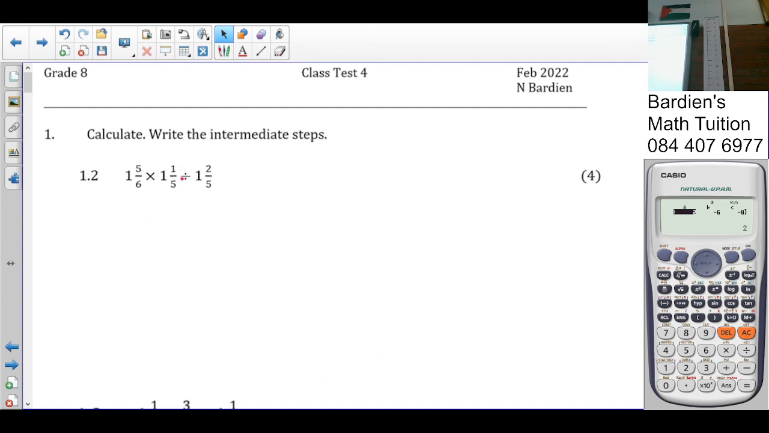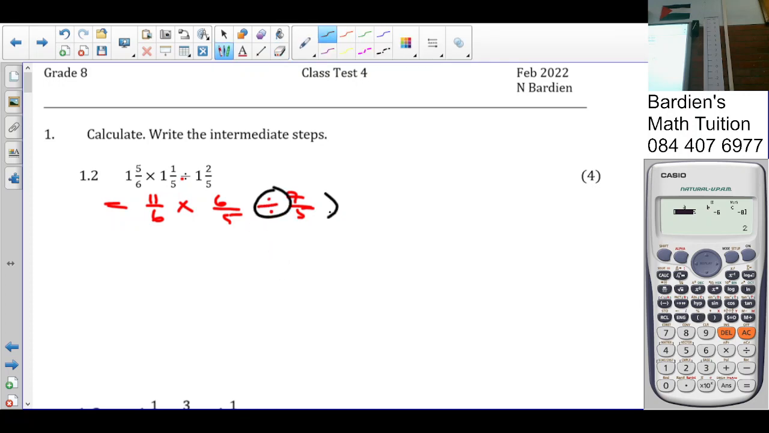The next one. Again, we're going to change everything to improper. 6 times 1 is 6 plus 5 is 11 over 6 times 6 over 5 times 7 over 5. Divided by 7 over 5. Now we're going to change that division to multiplication. We tumble and times. So it's 11 over 6 times 6 over 5 times 5 over 7. 6 cancels 6, 5 cancels 5. So what are we left with? 11 over 7.